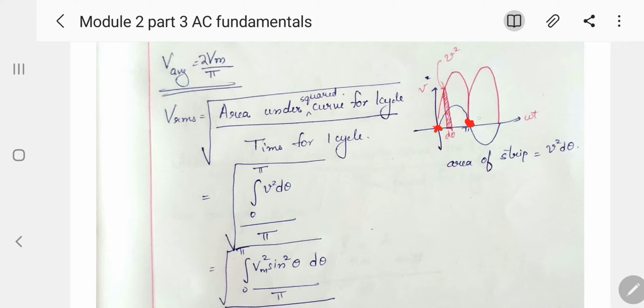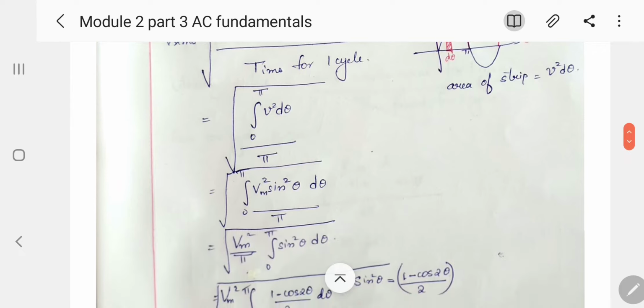Okay, so integral of, how can we find the area? Here also we don't know any particular method to directly calculate the area. So we are going to do the same method, taking the area of a small strip, then we are integrating it from 0 till pi. So area of the small strip is length into breadth. What is the length here? See, the length has increased to v square. Breadth is same, d theta. So the area of the strip becomes v square d theta. So our equation becomes root of integral 0 to pi v square d theta divided by pi.